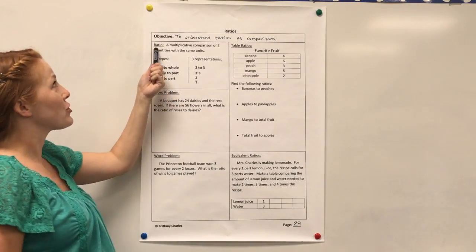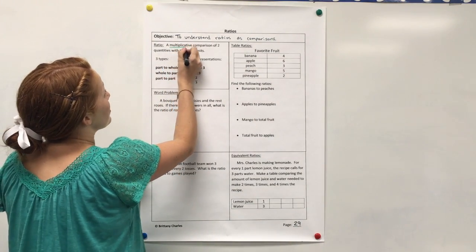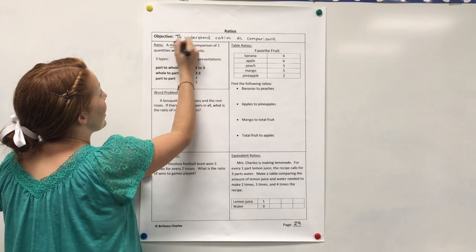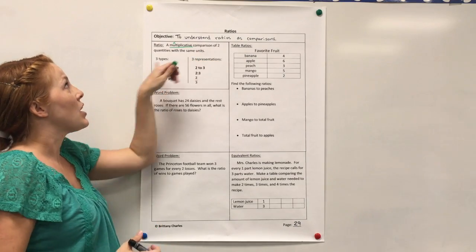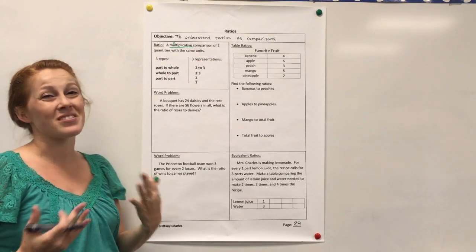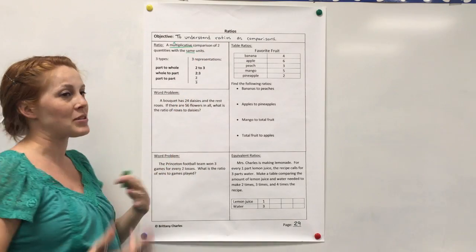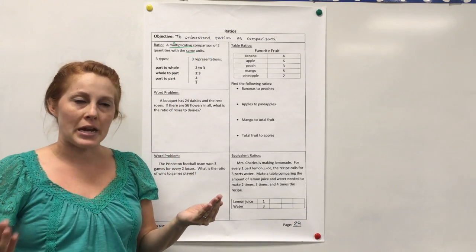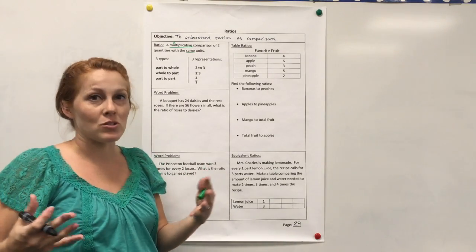All right, so first of all, what is a ratio? It is a multiplicative, meaning multiply, or technically you could divide, comparison of two quantities with the same units. So they're comparing the same types of things, like apples and bananas, they're both fruit, or roses and daisies, both flowers.